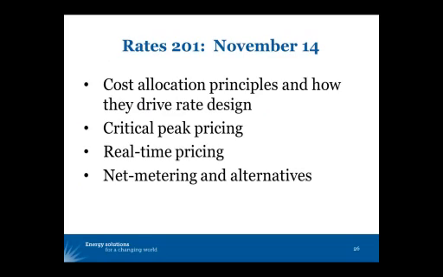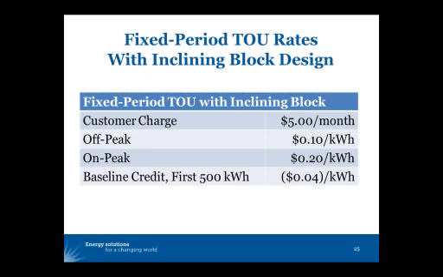I'm backing up now to the fixed period time of use rate with inclining block. If a customer used 250 on peak and 250 off peak, their average cost would be 15 cents, but they would get a 4-cent credit. If they used 400 off peak and 100 on peak, their average cost would only be 12 cents, but they would still get a 4-cent a kilowatt hour credit against that.